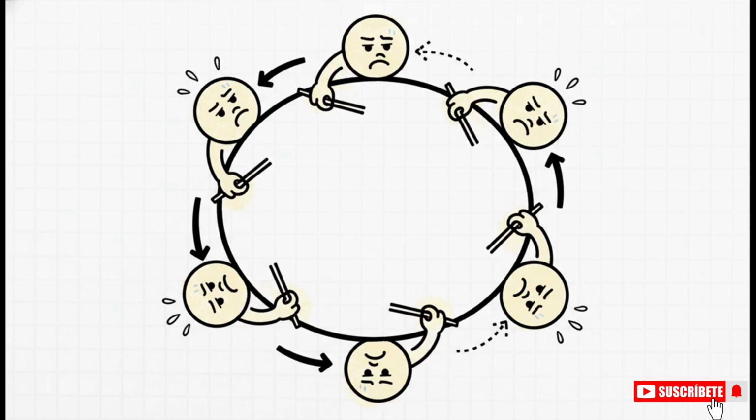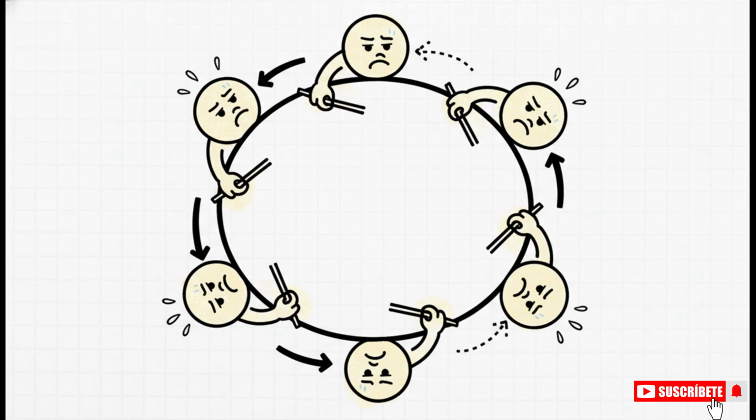And now for a famous one. This is a problem that perfectly illustrates the danger of something called deadlock. The setup is this. 5 philosophers are sitting around a circular table. There's one chopstick between each of them. To eat, a philosopher needs to pick up both the chopstick on their left and the one on their right. Now, what happens if every single philosopher picks up their left chopstick at the exact same moment?